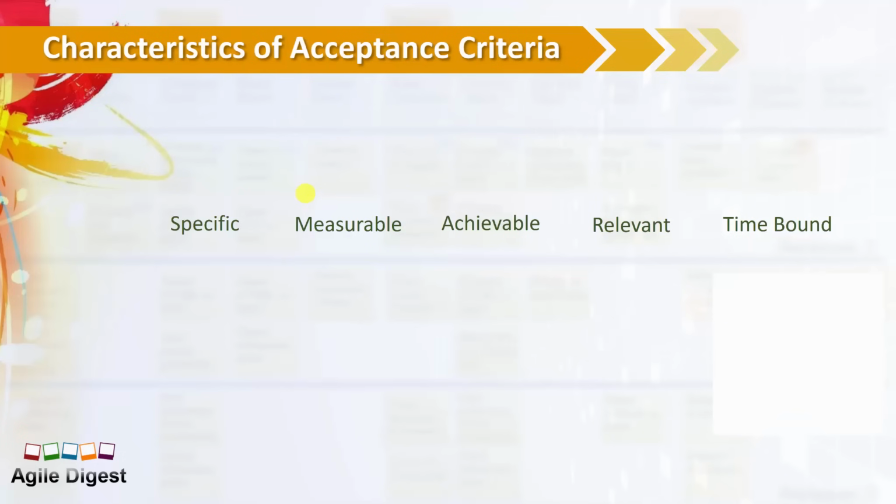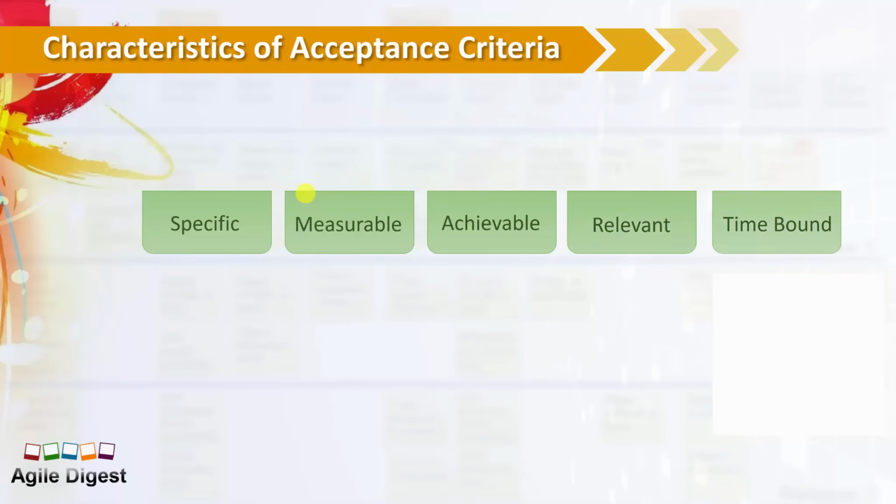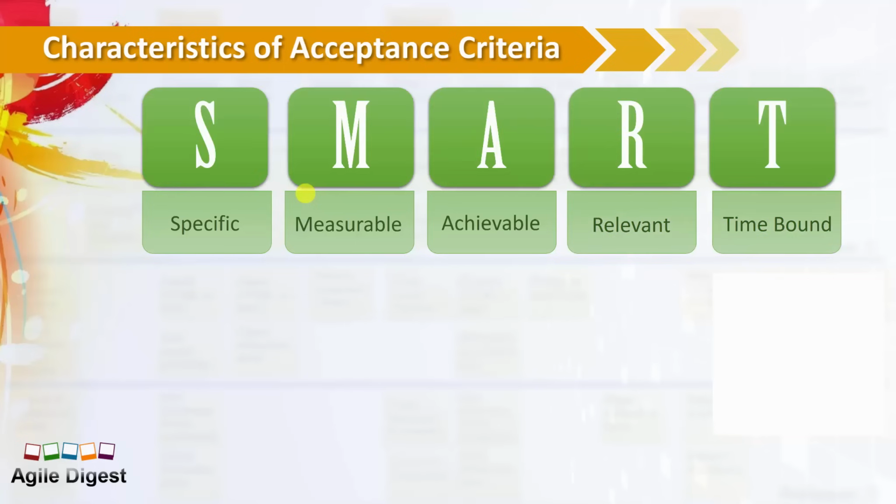Now we'll be talking about the characteristics of acceptance criteria. Acceptance criteria should be specific, measurable, achievable, relevant, and time bound. There is a short form or acronym called SMART whenever we create acceptance criteria. Acceptance criteria is the confirmation part of a user story. In the 3C's, we know we have a card, we have a conversation, and we have a confirmation area. In the confirmation, that's the acceptance criteria.